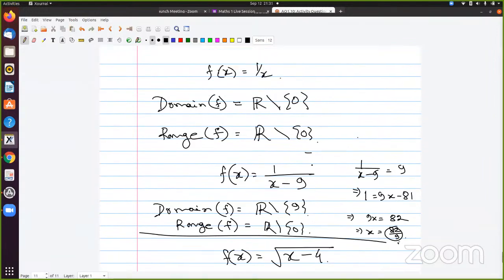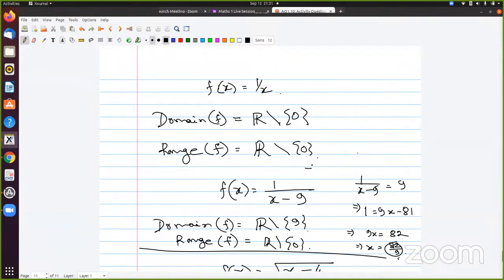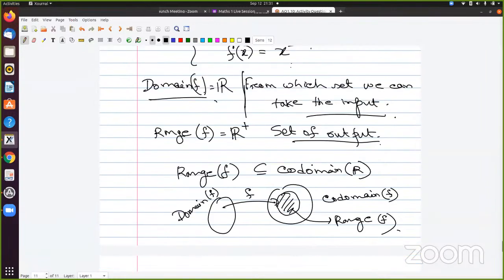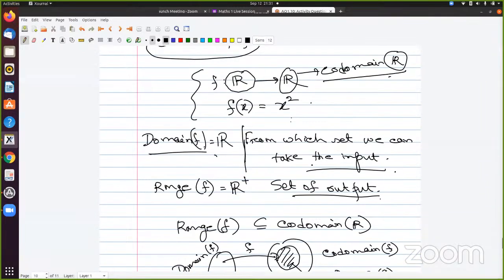Can I know where your problem is? In the first example, the domain is equal to R. And for x square, can I get any negative number as my output? No, sir. Can I get all positive numbers as my output? Yes, sir. So that's the range, the set of outputs. So the output is all positive numbers, including 0.